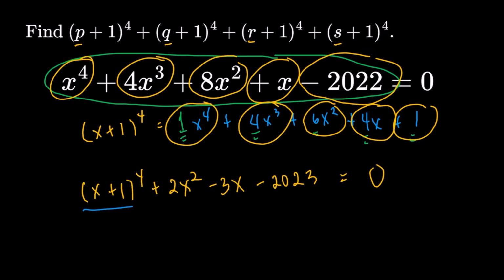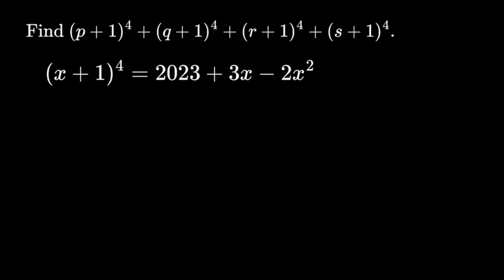I just wrote it in such a way that I will have something in terms of x plus 1 to the fourth. The reason I wanted to do that is because I can have x plus 1 to the fourth being equal to, let me just write this down, so let me put these three terms on the other side: 2023 plus 3x minus 2x squared. All right, so we have so far that x plus 1 to the fourth is equal to 2023 plus 3x minus 2x squared. Now, obviously, this is just the same as the original quartic equation. I just manipulated it. So P, Q, R, and S should satisfy this equation, which means I can have P plus 1 to the fourth.